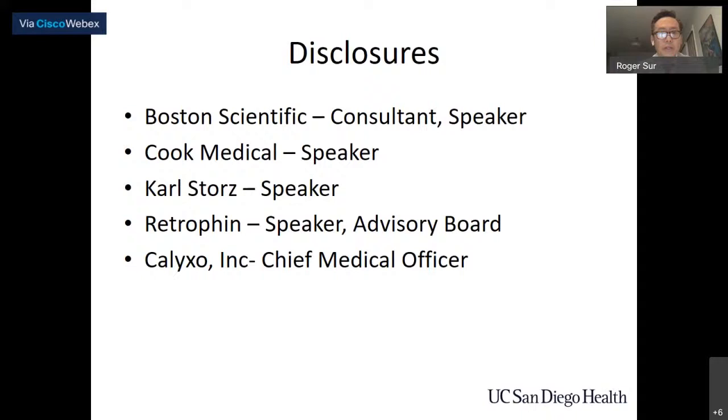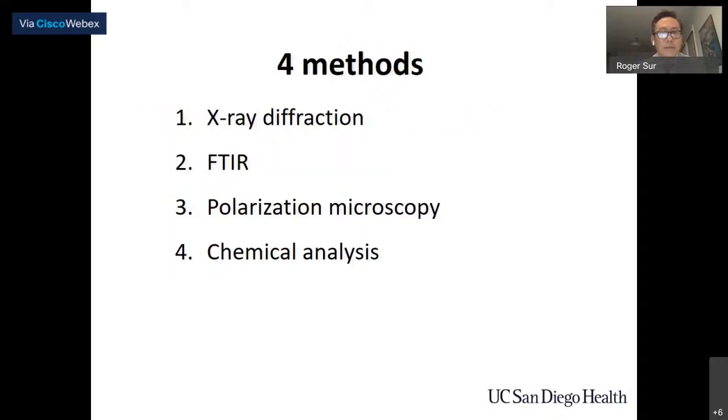These are my disclosures. Next slide. So in essence, there are 4 ways that your lab can perform a stone analysis: X-ray diffraction, Fourier transform infrared spectroscopy, polarization microscopy, and wet lab or chemical analysis. Next slide, please.